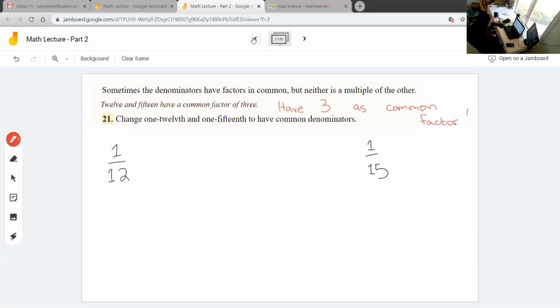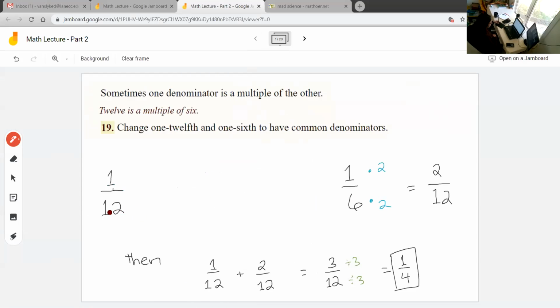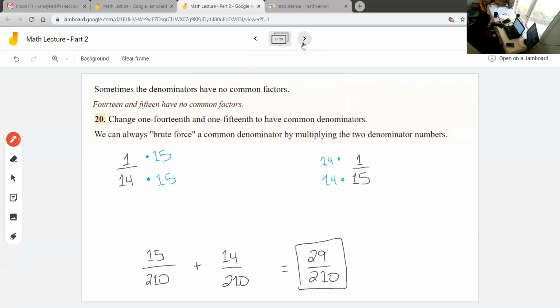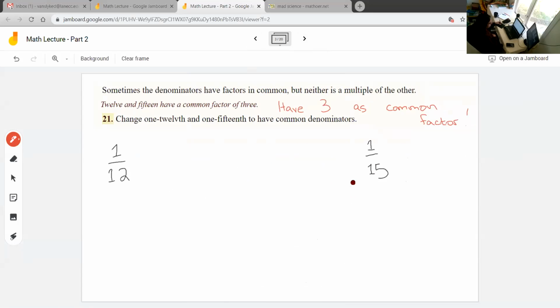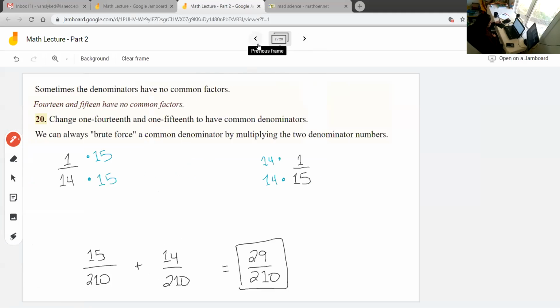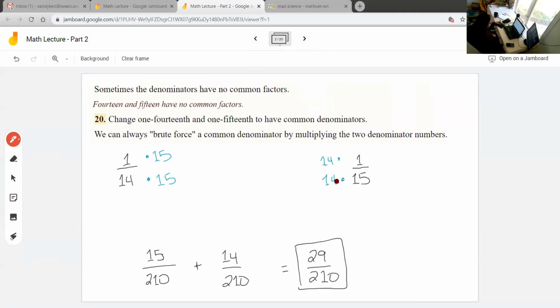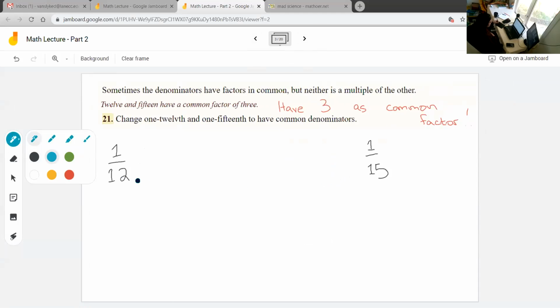So I could look at this and say, can I make one denominator into the other? No, I can't make a 12 into 15 or a 15 into 12. I could try the second thing. Can I multiply each denominator by the other denominator? And I could, but that's too much work. If I do that, watch what happens. So this is sort of the wrong way to do this problem. So now I have 15, and whatever 12 times 15 is, 180.